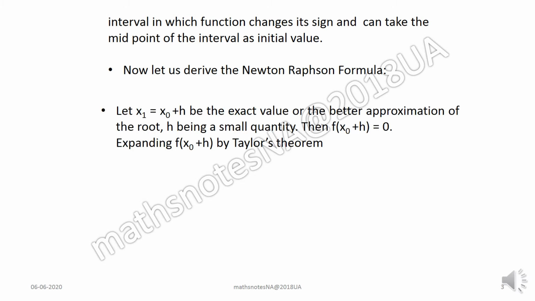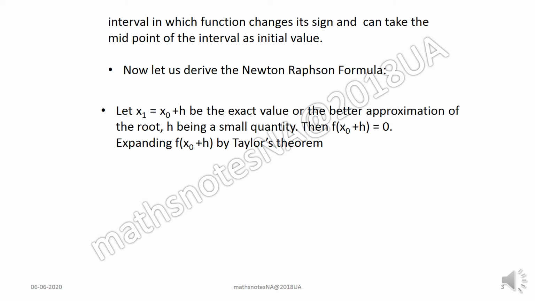Let x1 is equal to x0 plus h be the exact value or the better approximation of the root, h being a small quantity. Then f(x0 plus h) is equal to 0. It means x0 plus h, which is the exact or better approximation, will satisfy the equation. So once we put x0 plus h in the equation, it should be equal to 0.